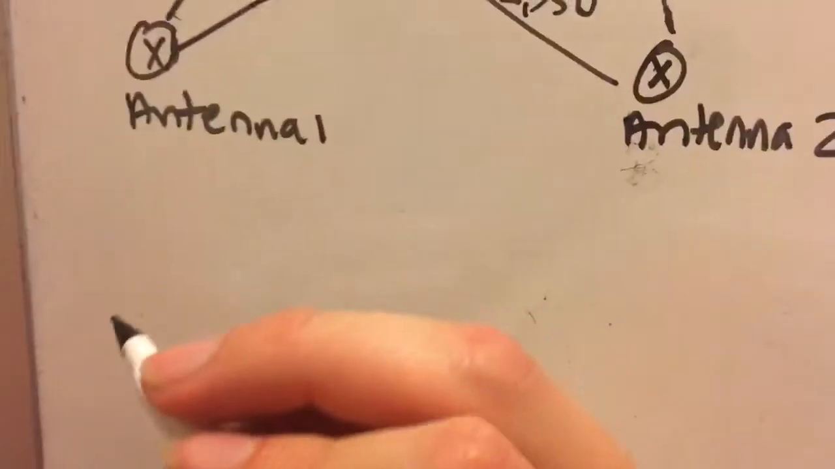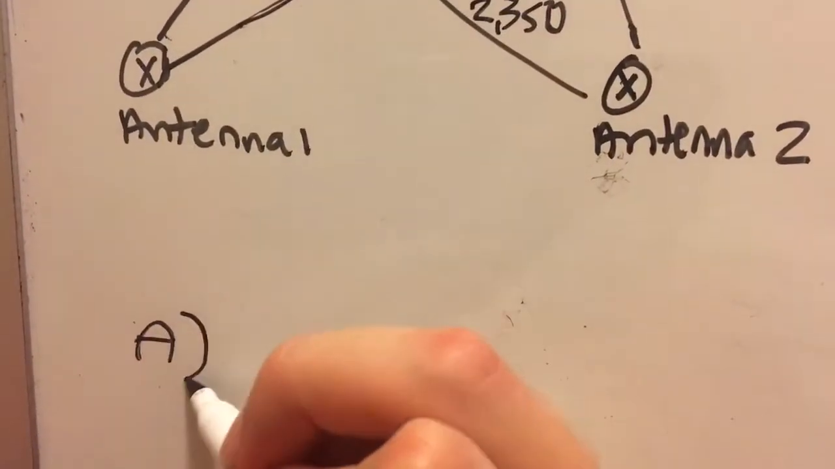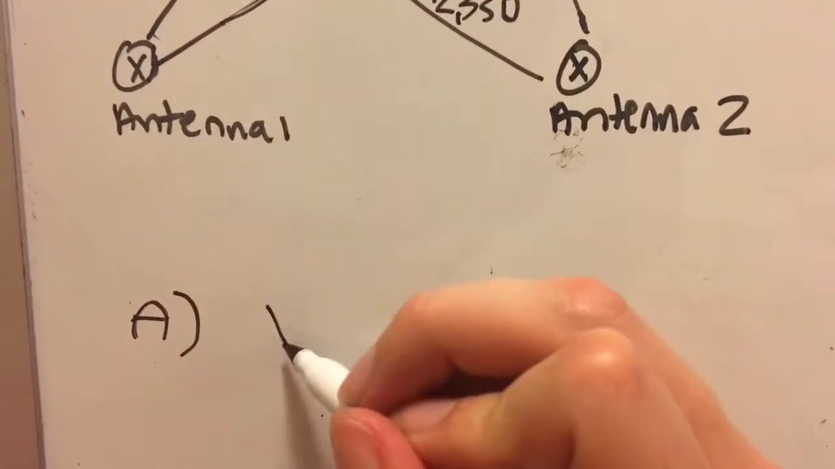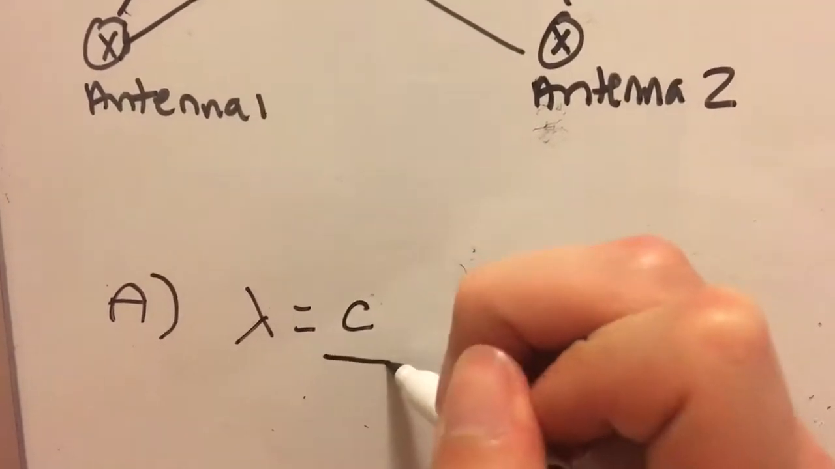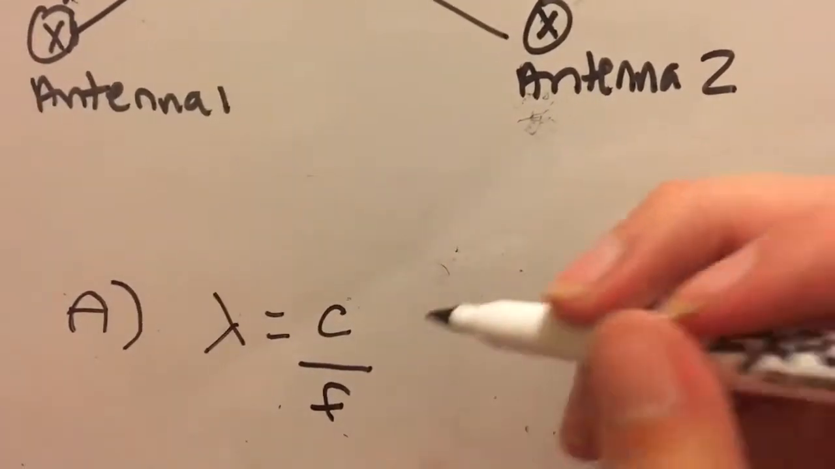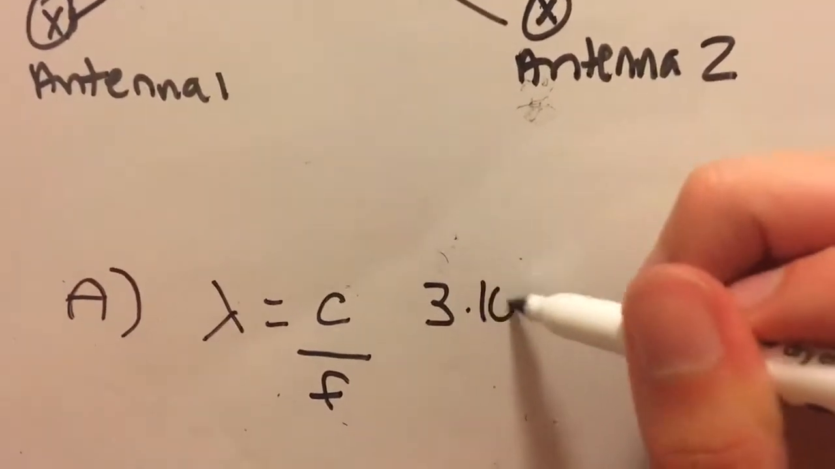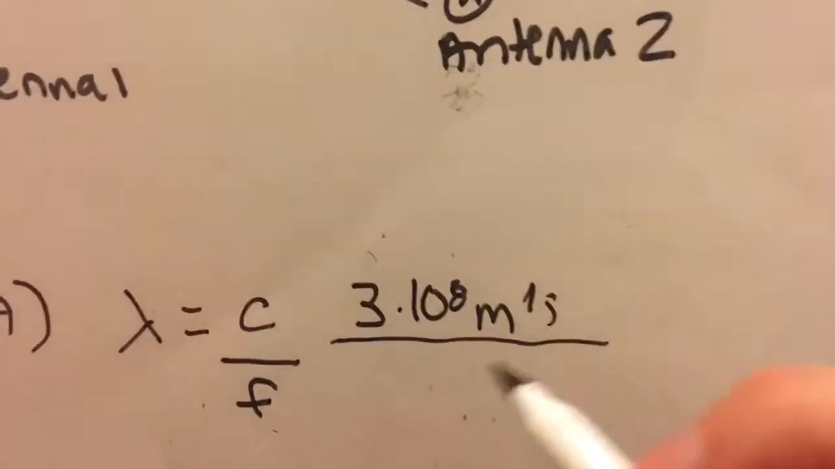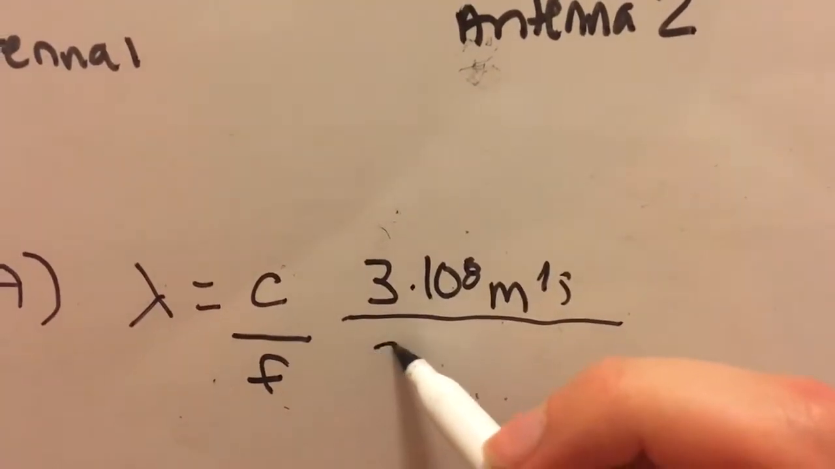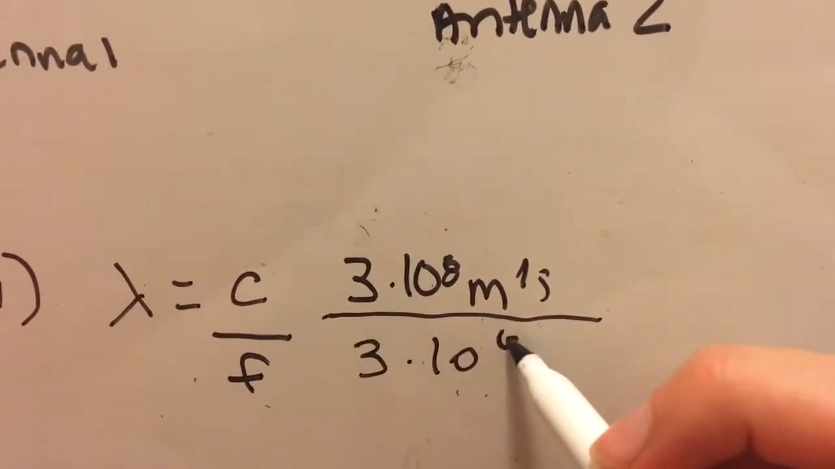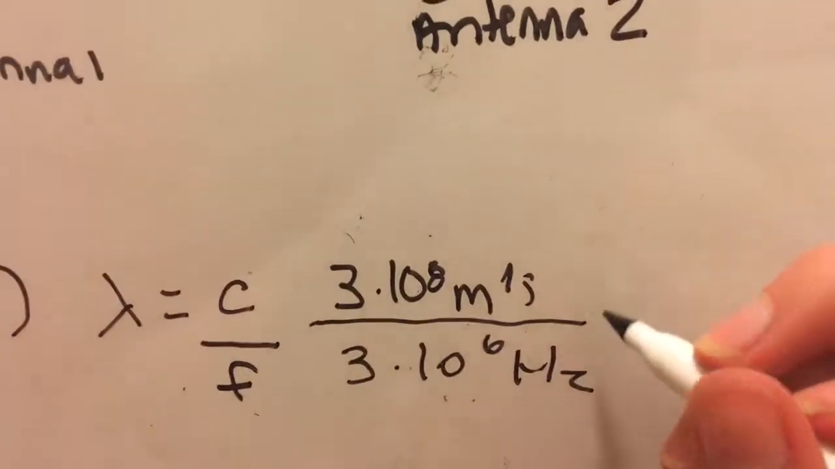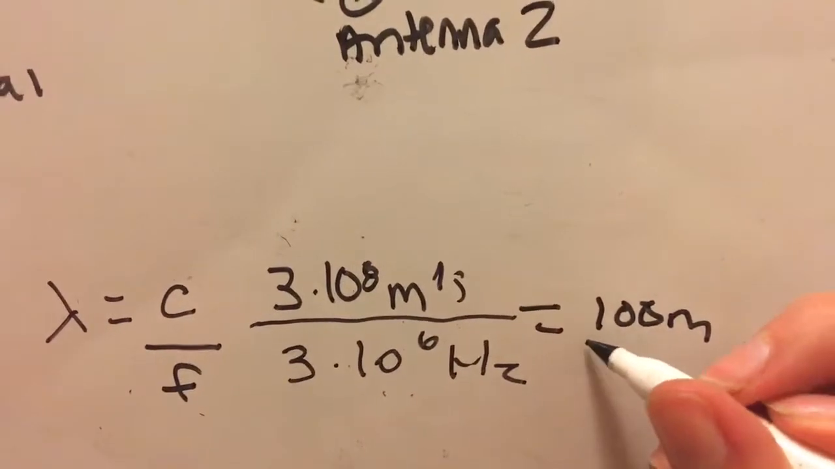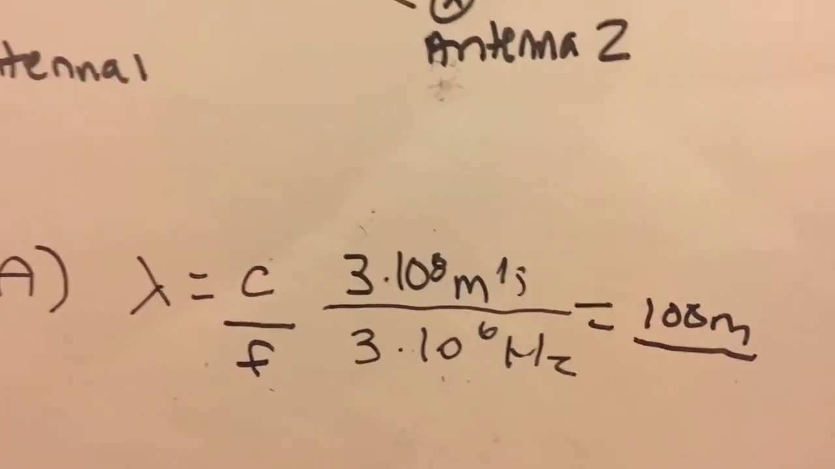And so the first thing the problem asks us to do is to solve for the wavelength of the radio wave. To do that, we're going to use the equation wavelength is equal to speed of the wave divided by the frequency. Speed is constant at 3 times 10 to the 8th meters per second, and the frequency is given to us in the problem, and it is 3 times 10 to the 6 hertz. You do the math, and then you get 100 meters. So the wavelength of the radio wave is 100 meters.